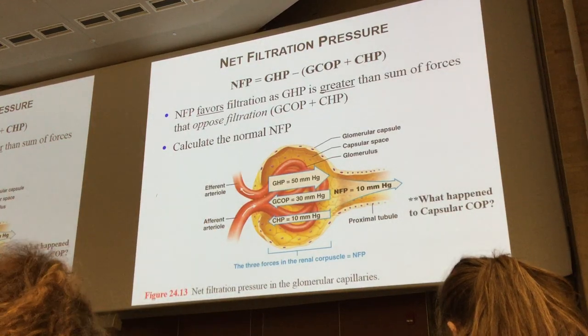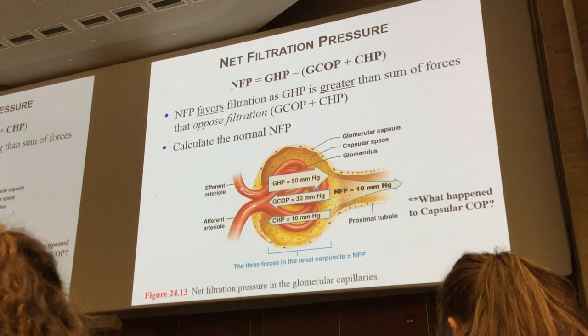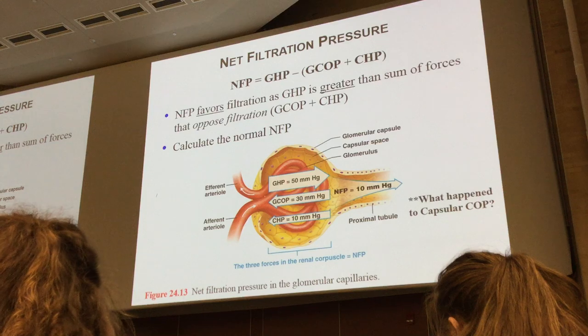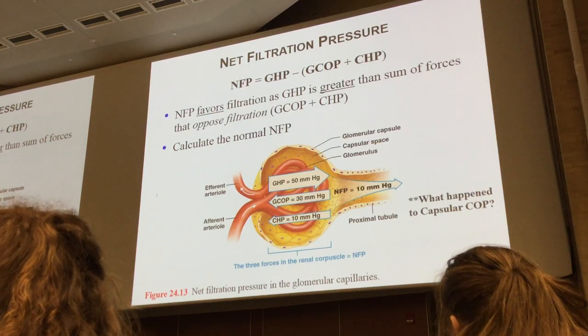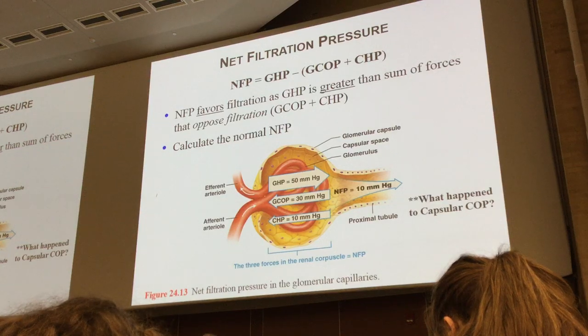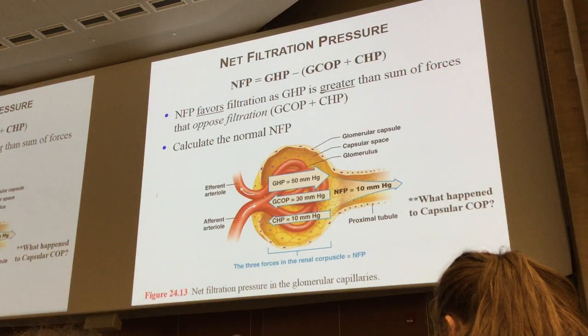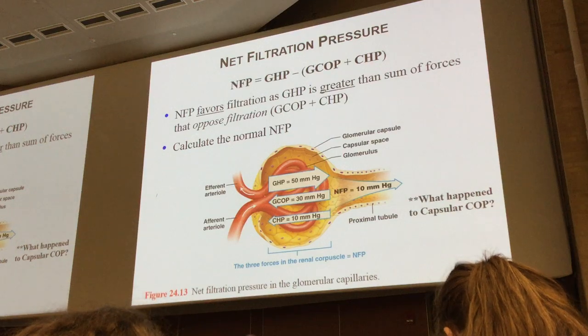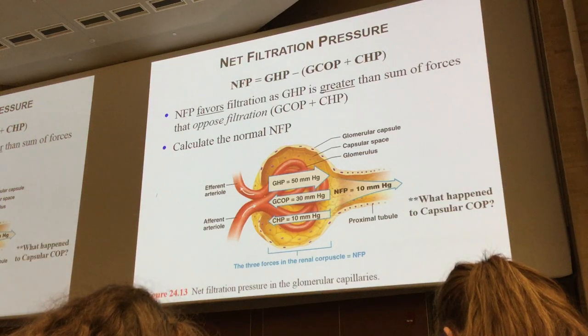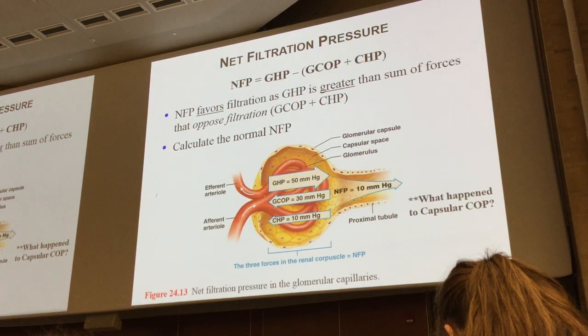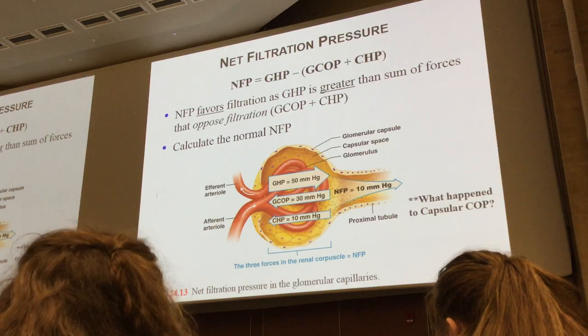The net filtration, I already told you, favors the hydrostatic pressure being greater than the opposing forces. And here is showing you the blood pressure or glomerular hydrostatic pressure is 50 pushing from here into the tubule. Then the glomerular colloid osmotic pressure, 30, pulling it back in. At the same time, we have created a hydrostatic pressure here because of filling this with some filtrate pushing back, but it's only 10. Who can tell me what happens to the capsular osmotic pressure? Why is that not important in this calculation?